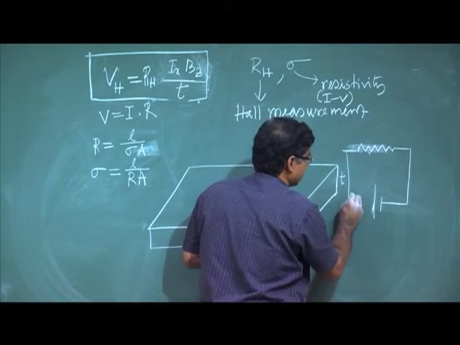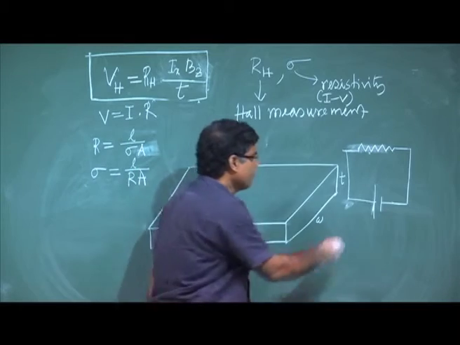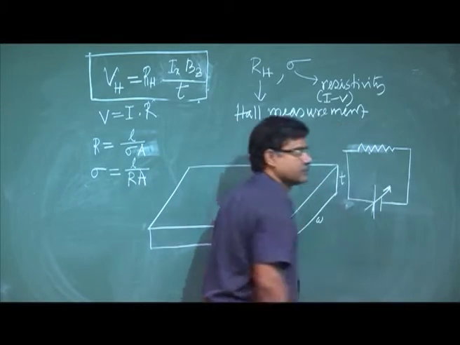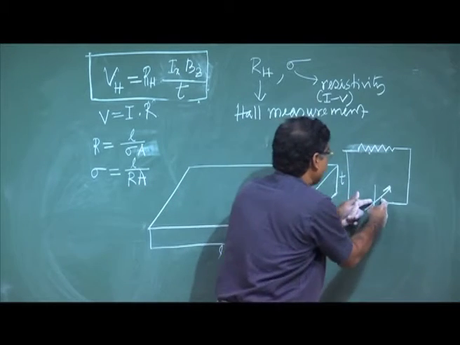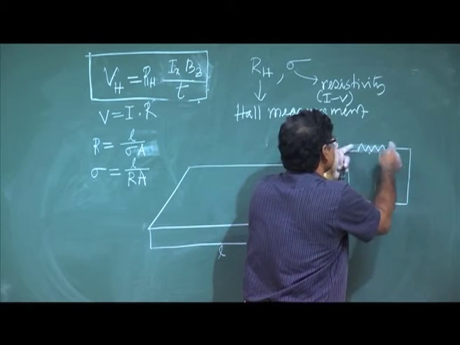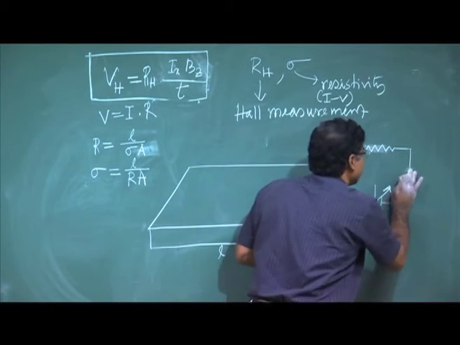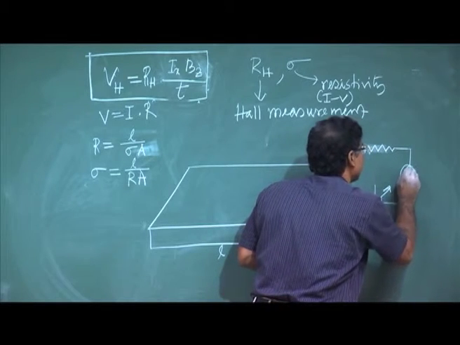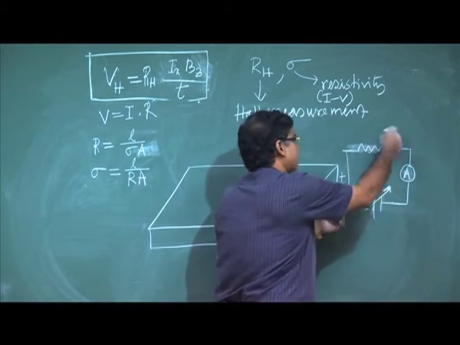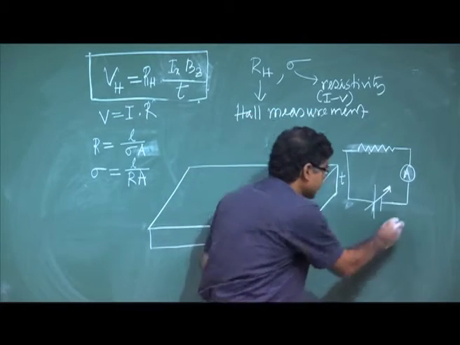You will connect this battery with this. Now, we generally take a variable battery, which means you can change the voltage. If you are applying voltage across this, current will flow. So, I will use an ammeter or milliammeter, whatever ammeter I use. So, what is the current flowing through this? I can get I.